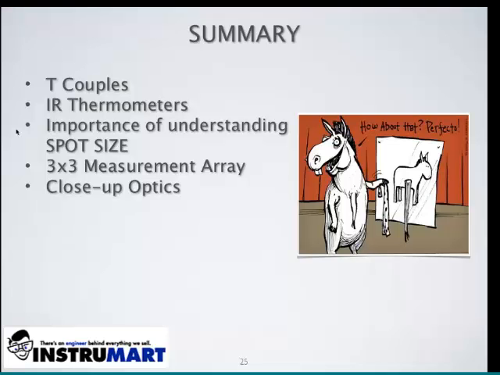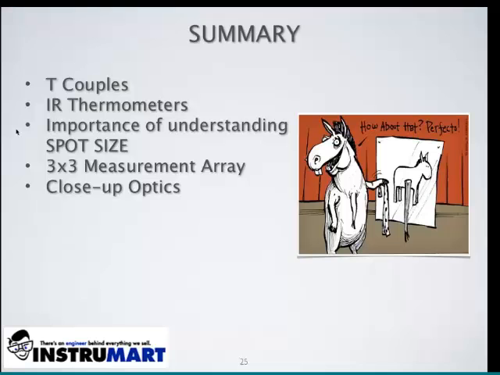One thing that I didn't point out that is built into many of the camera systems, like the E40 and the T420, is that when you use a spot tool on the camera, you'll notice that in the very center of that spot tool, there is a gap or a circle. And if you fill that gap or circle with your target of interest, you're guaranteed to have a 3x3 measurement grid. Finally, we talked about close-up optics.